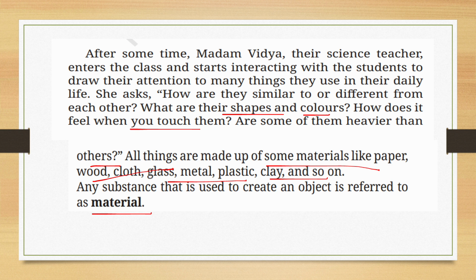We have natural materials like wood, stone, cotton, wool, etc. We have synthetic materials like plastic, rubber, nylon, etc.